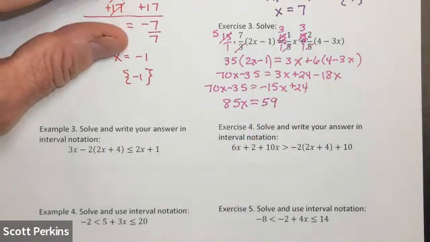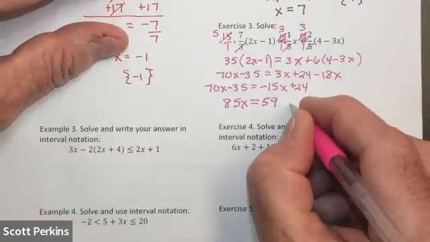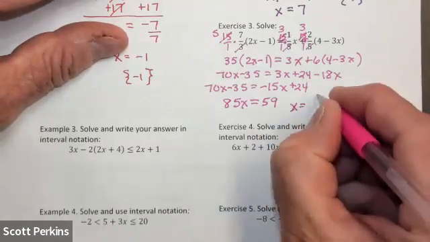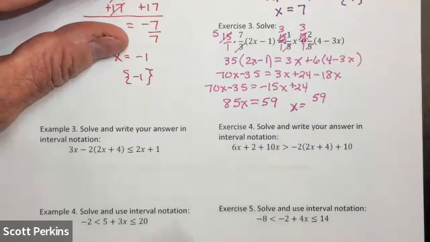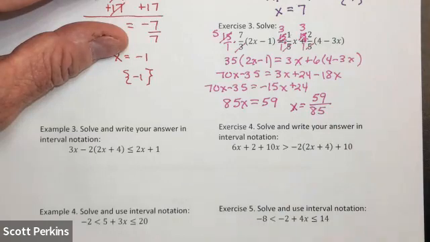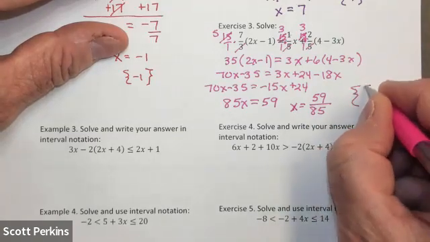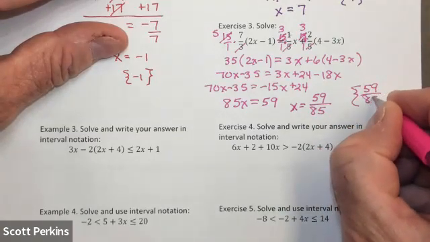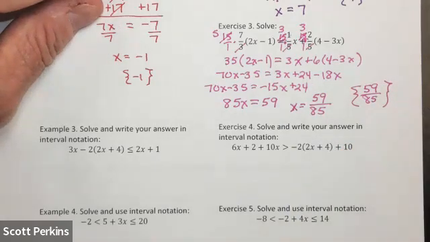And then the last thing I'm going to do is divide both sides by 85, and that gives me the x value of 59 on top, which I think is prime, so there's nothing I can do with that, over 85. 59 over 85. That's my solution set. A wild answer, but that's okay. Fractions are numbers too.